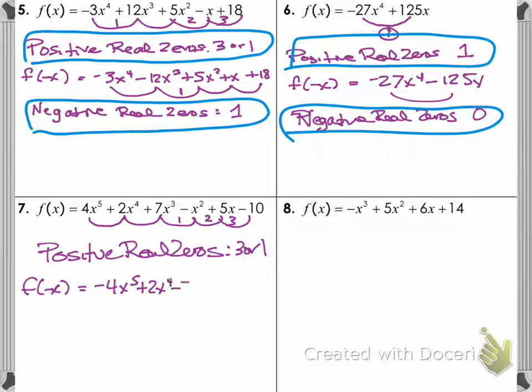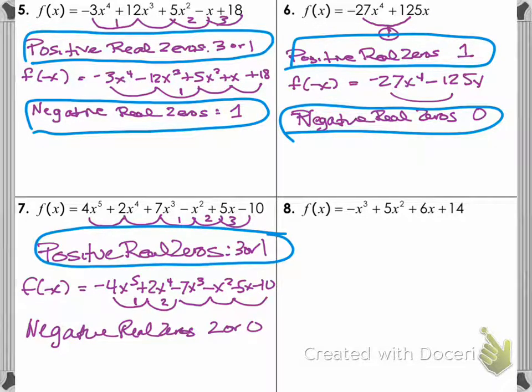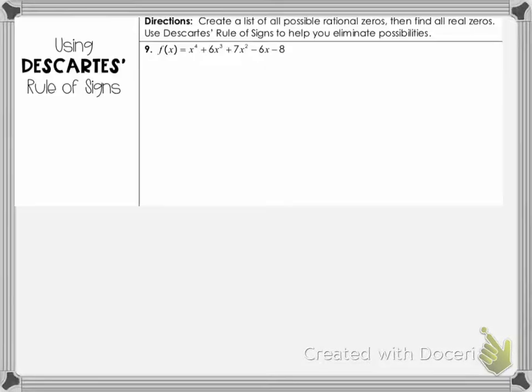Okay, for negative, I'll put in negative x, and I would get negative 4x to the 5th plus 2x to the 4th minus 7x cubed minus x squared minus 5x minus 10. So checking, it goes minus to plus, that would be 1, plus to minus, that would be 2, and then minus, minus, minus, minus, minus, minus. So for negative real zeros, it's 2 or 0. So positive, it's 3 or 1, and negative, it's 2 or 0. So we're getting good at this. I think you're okay. Let's move on to actually using it.